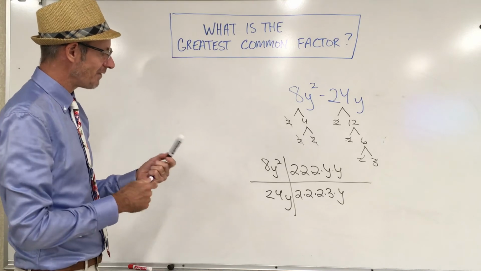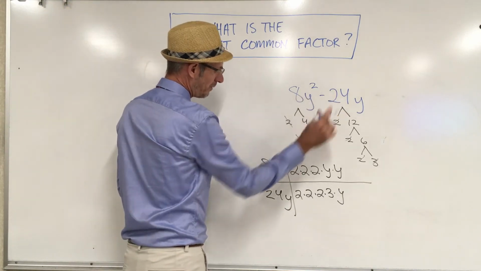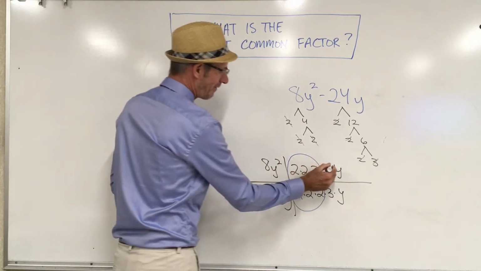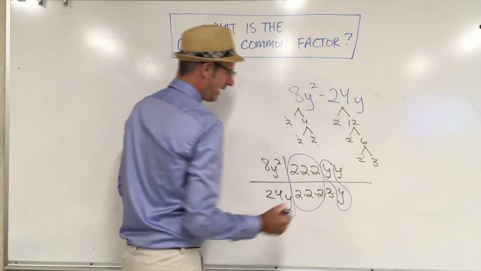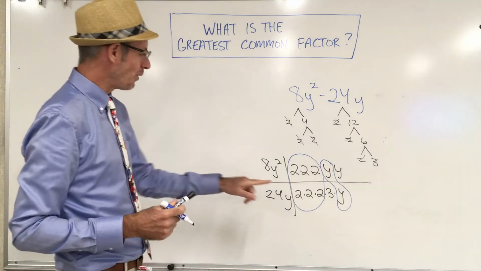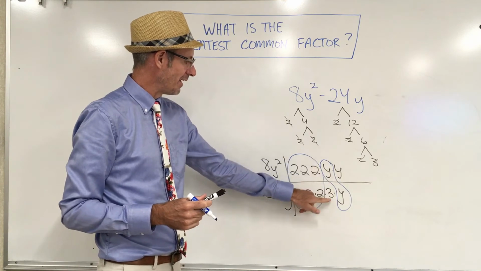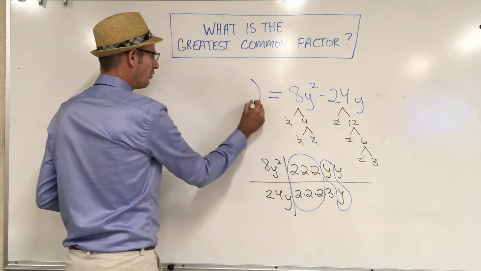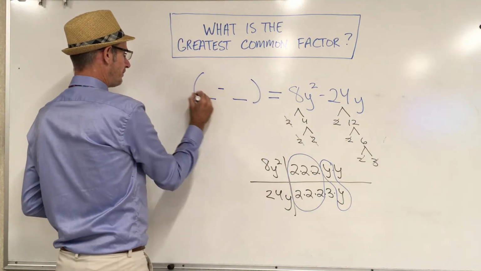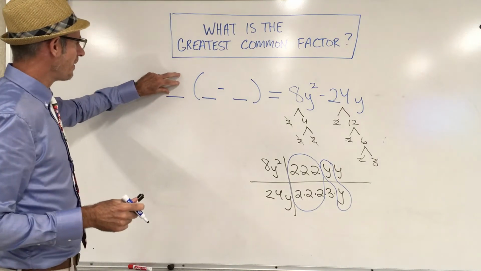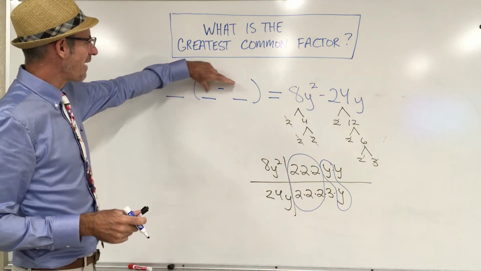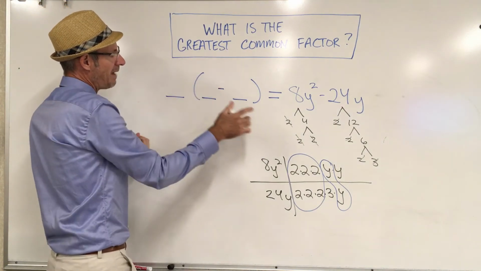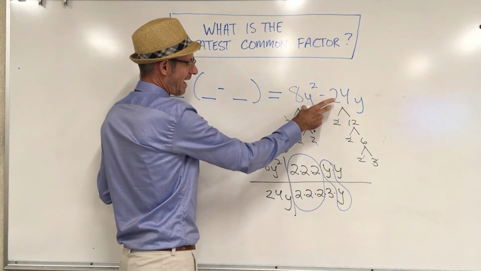Now we have to see what they have in common. So both terms have at least 3 2's, and both terms have at least 1 y. Now, it's also going to be important to see what's left over from the prime factorization. That's going to help us finish the problem. So we're going to turn this problem into a distributive property problem. We're going to put the greatest common factor on the outside, and then we're going to put the leftover factors on the inside, and we're going to check our answer by doing the distributive property and making sure that our answer comes out to what we have here.